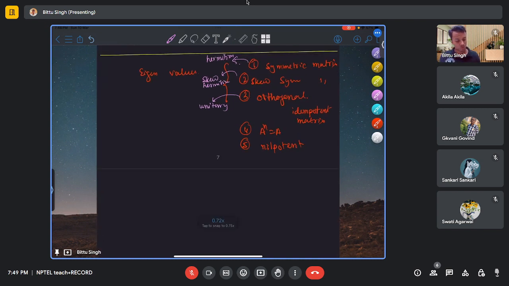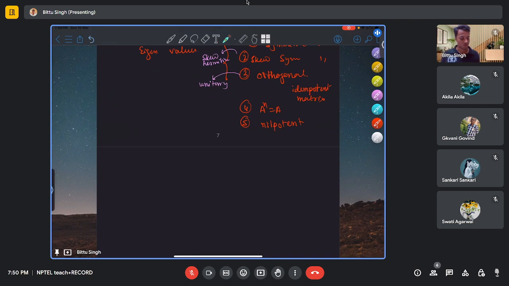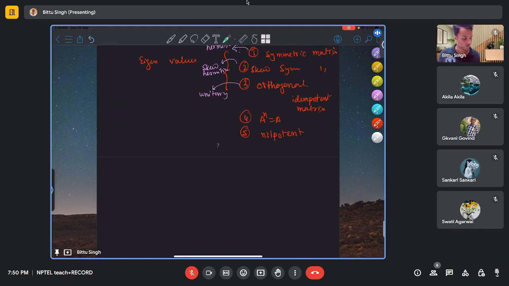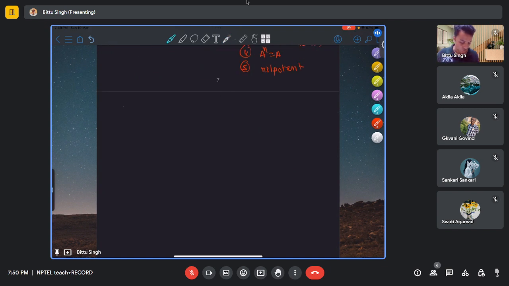When we consider symmetric, skew symmetric, or orthogonal matrices, the field will be considered to be the real numbers. For other cases, since complex numbers are already involved, the field will be considered as complex numbers. It will be provided in the question. You should look at what the underlying field is. So case number 1 is the symmetric matrix.